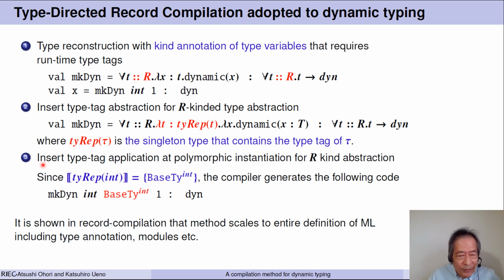The third component is to insert type tag application at polymorphic instantiation for R-kinded abstraction. In this case, you instantiate int so that this type becomes ty_rep int, which is this singleton. So denote this value. The compiler inserts this type tag application, right?